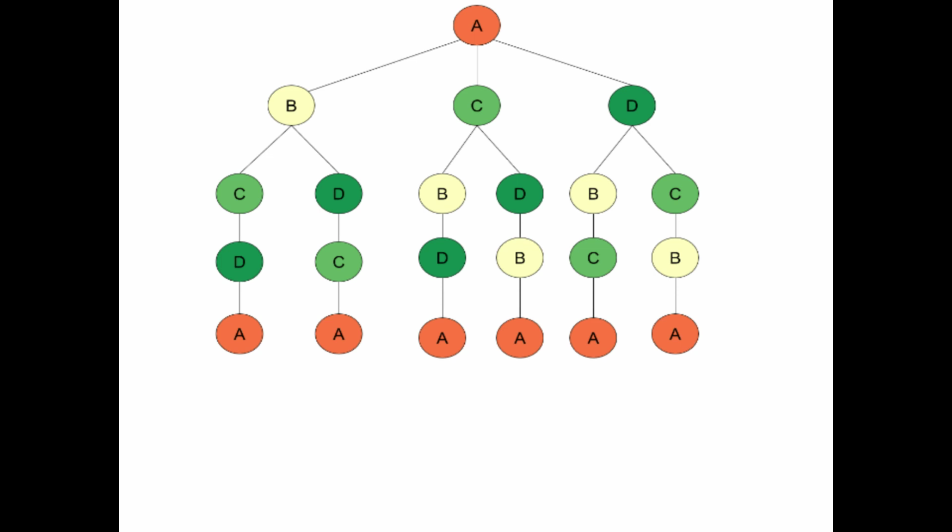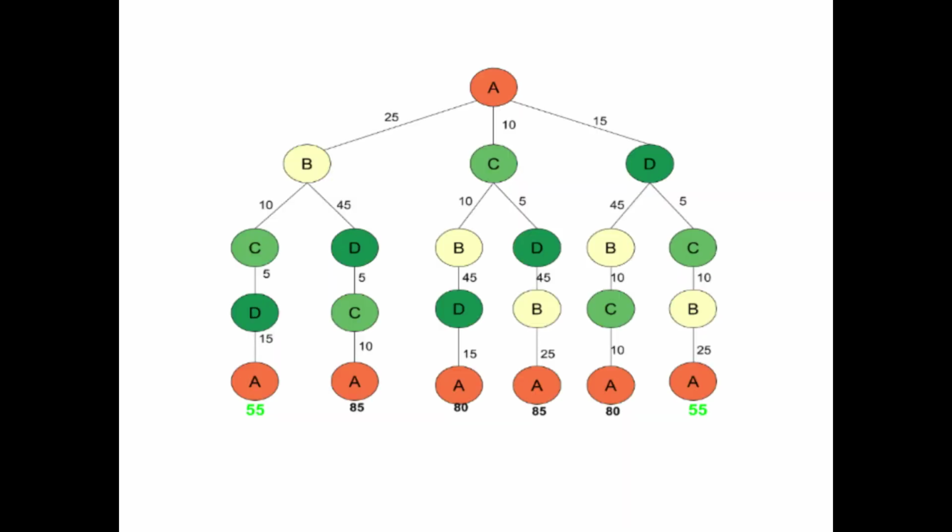A, C, D, B and then A. So from A, D, B, C, A, again A, and at the last A, D, C, B and then again A. This is how I have represented the total tour using a tree. Then we will see the cost of reaching the vertex.